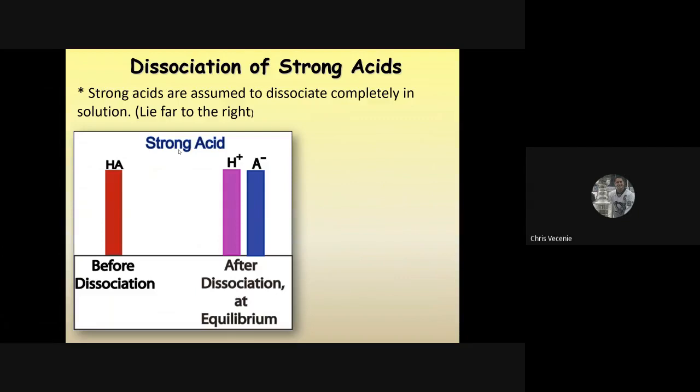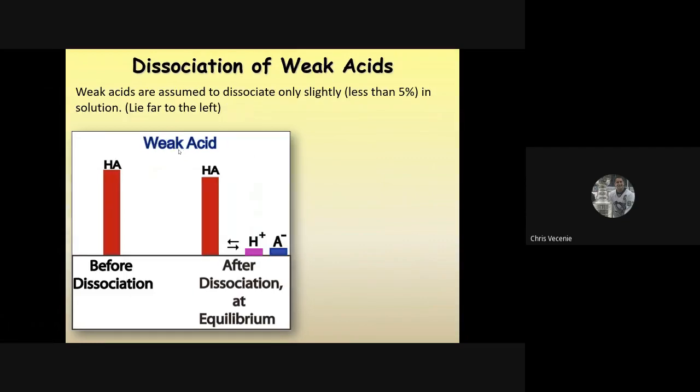Your strong acid, before it breaks down, the red bar, entirely HA. After it breaks down, there is no HA, no red bar left. It's all purple and blue. And the weak acid, on the other hand, is less than 5%. So we start with HA, and at the end of the dissociation, notice we still have a very large bar of HA present and tiny amounts of H plus and A negative.